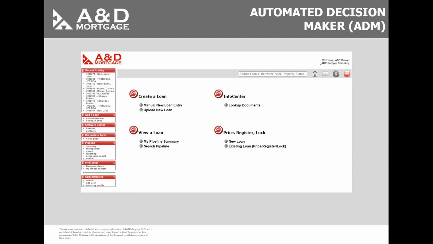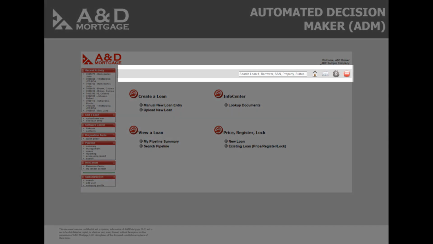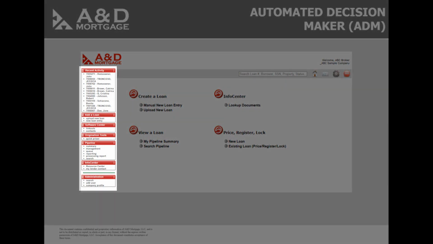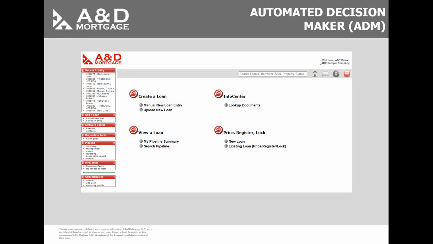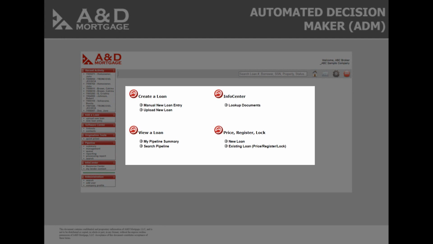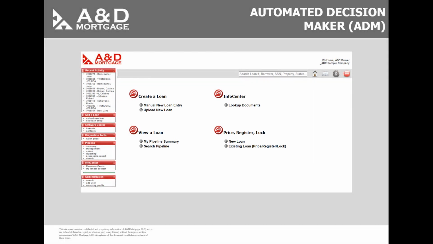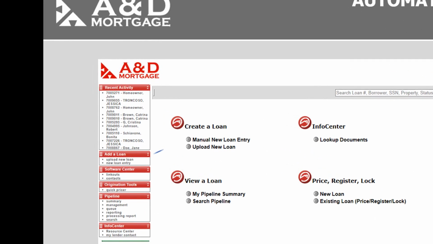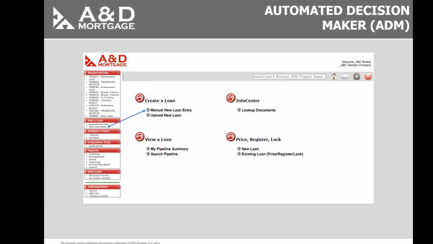Our landing page has three distinct sections. The top is the top navigation bar. On the left side, we have our left navigation pane. In the center of the screen is our most used functions. We'll begin by manually entering a new loan, and you can either click on the link in the center of the page or in the left navigation pane.